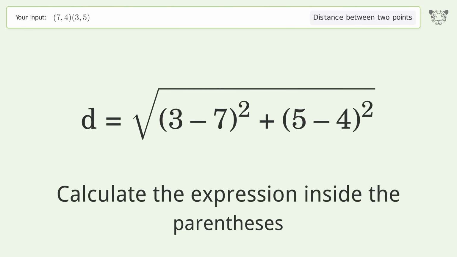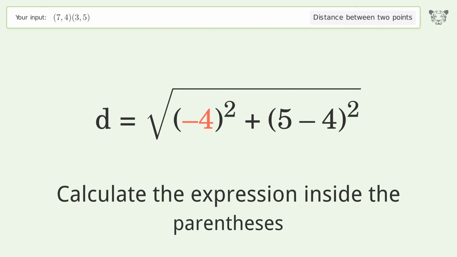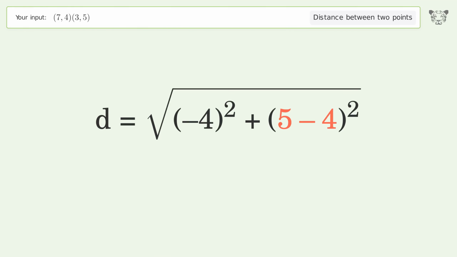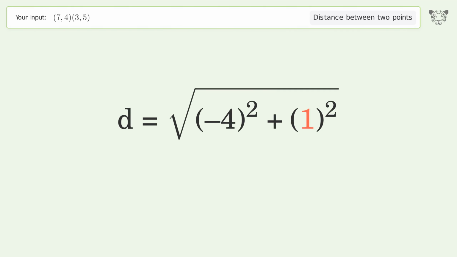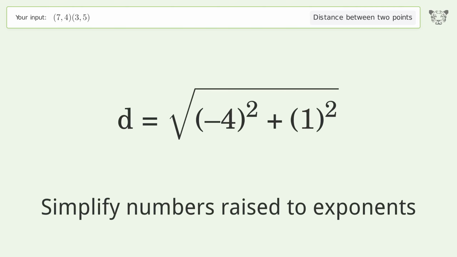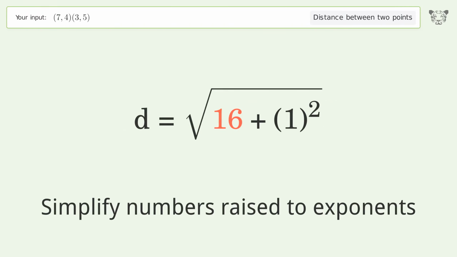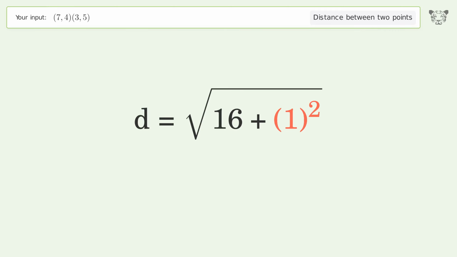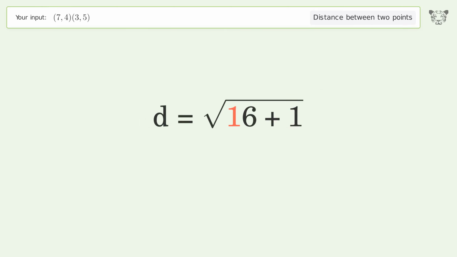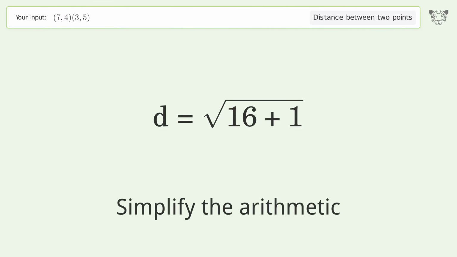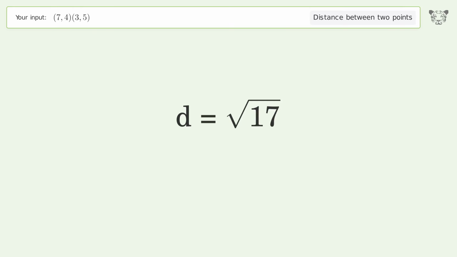Calculate the expression inside the parentheses. Simplify numbers raised to exponents. Simplify the arithmetic. And so the distance between the 2 points is the square root of 17, or 4.123.